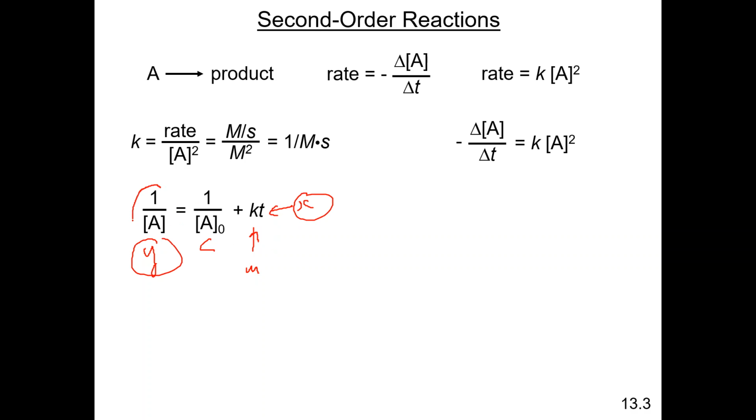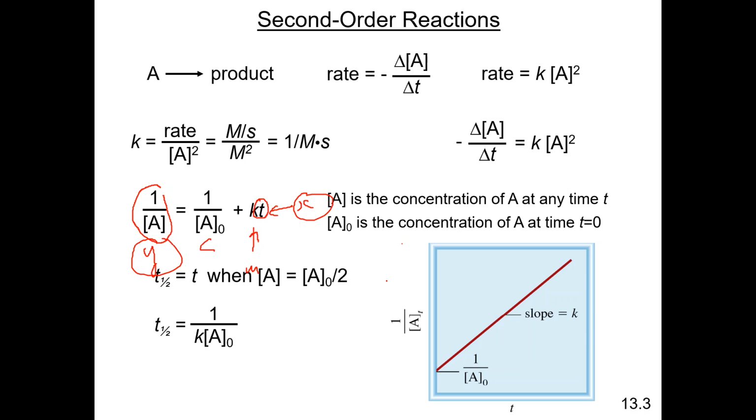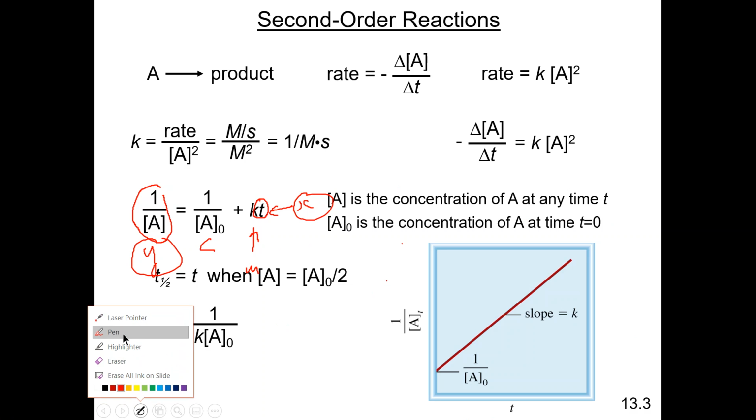Which means that if you plot y versus x, or 1 over the concentration of A versus t, you are going to get this straight line plot with a positive slope, and that positive slope would be the k. And where it cuts the x-axis, I'm sorry, the y-axis, that would be 1 over the initial concentration of A, all right?